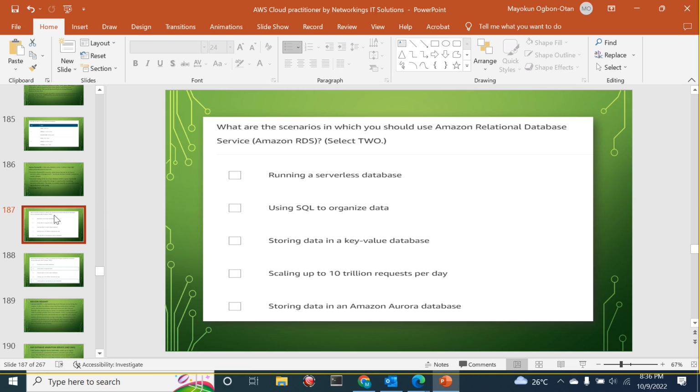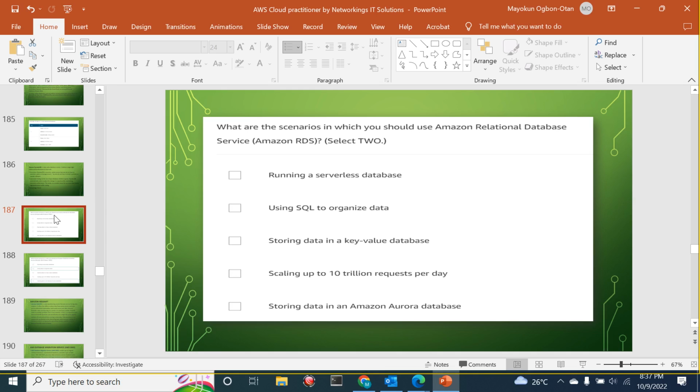Thank you. And you've already read up there, Amazon Relational Database. So this is a relational database. So we know that number one is using SQL to organize data. Fantastic. And we know that running a serverless database is not going to be correct. Why? Because DynamoDB is the one that is a serverless database, and it's NoSQL, it's not SQL. Fantastic. So storing data in a key value database is out of the road.